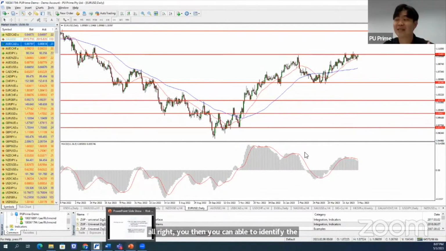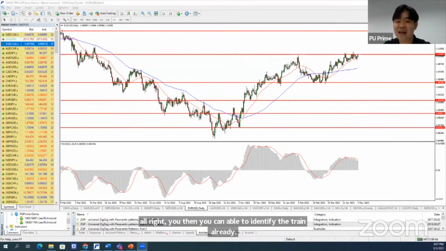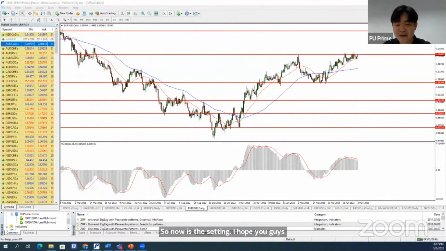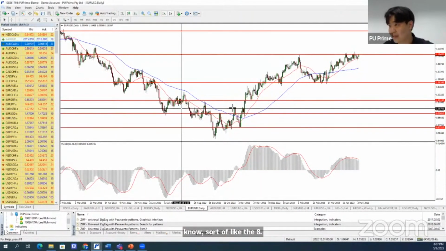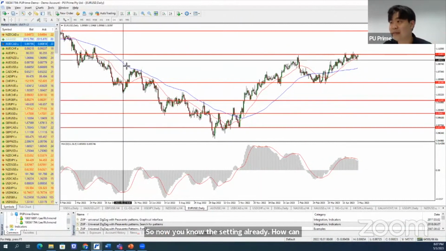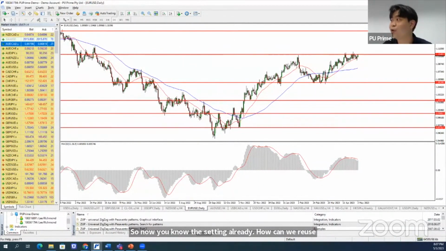So now is the setting. I hope you guys understand how to set it already. If you are confused about the setting, you can let me know later. Okay, so now you know the setting already. How can we use this setting to identify a good trade opportunity?